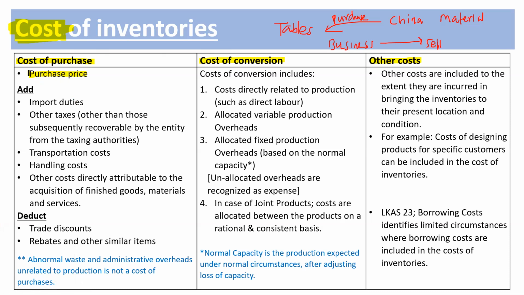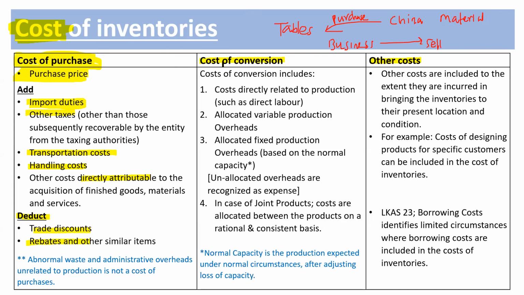So what is meant by cost of purchase? Cost of purchase means the purchase price. Let's say we are purchasing wood. The price of the wood. And there can be import duties, other taxes, transport cost, handling cost, any other directly attributable cost. And also we will deduct trade discounts and any other rebates that we get. Discounts will be deducted. So these costs, this is your cost of purchase.